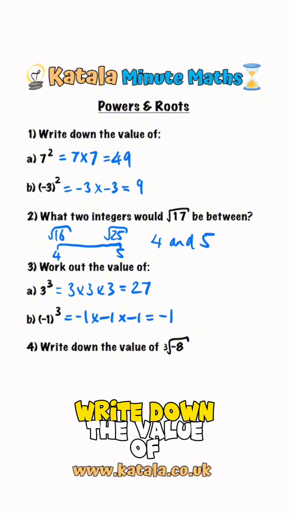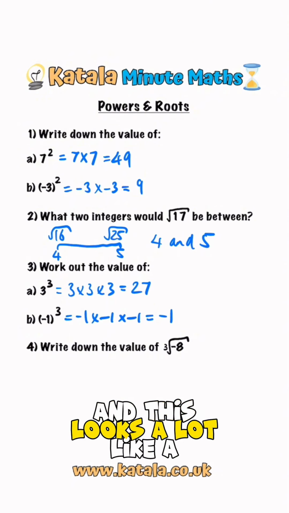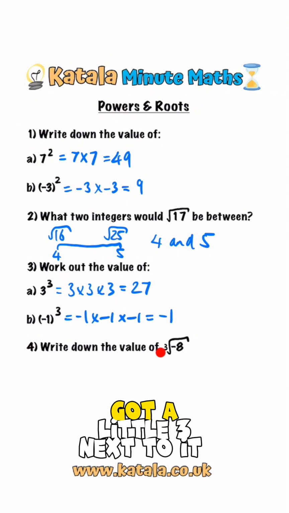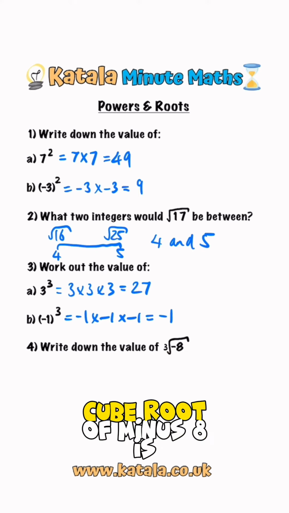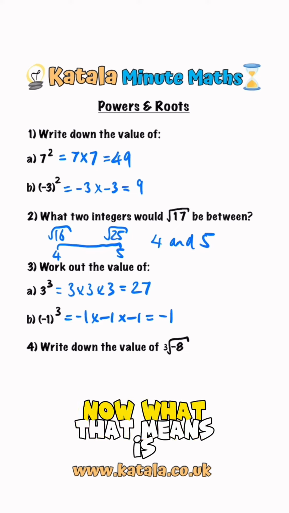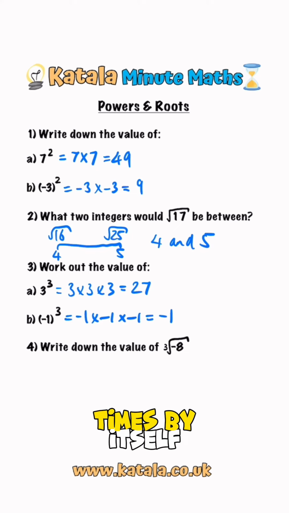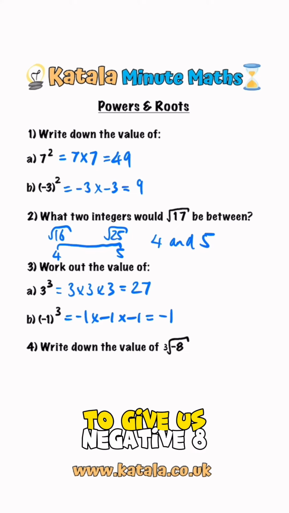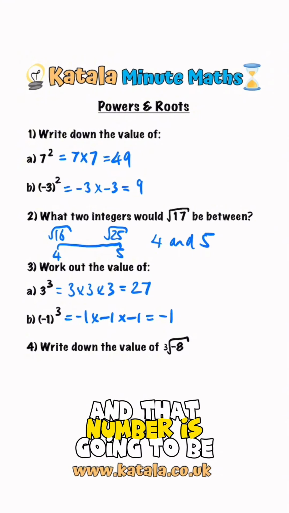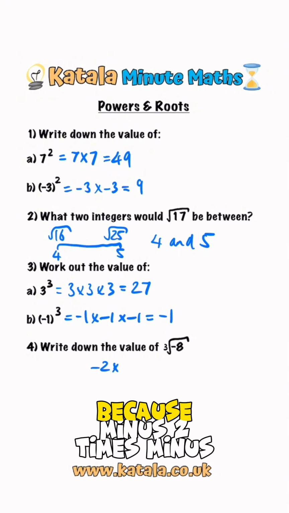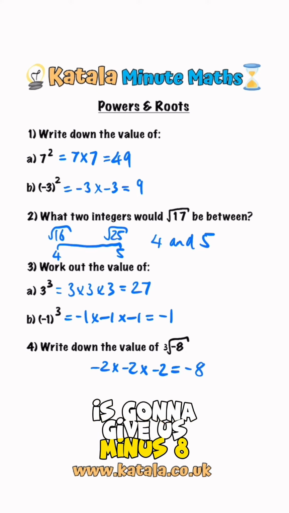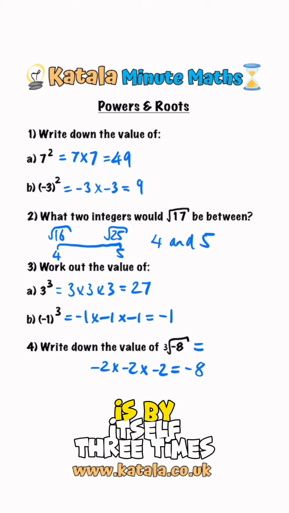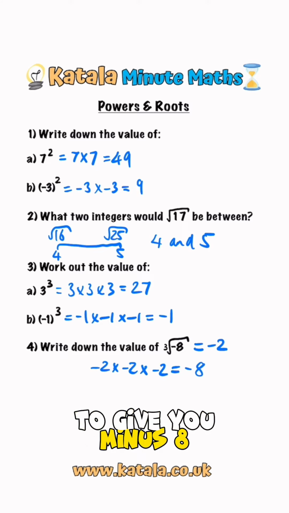So in the last question, write down the value of, and this looks a lot like a square root, but you can see it's got a little 3 next to it. That actually means the cube root of. So we're working out what the cube root of minus 8 is. Now what that means is we need to think of a number that times by itself 3 times to give us negative 8. And that number is going to be minus 2, because minus 2 times minus 2 times minus 2 is going to give us minus 8. So minus 2 is the number that times by itself 3 times to give you minus 8. So the cube root of minus 8 would be minus 2.